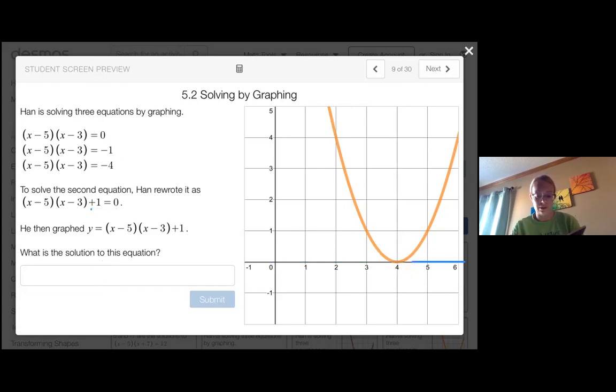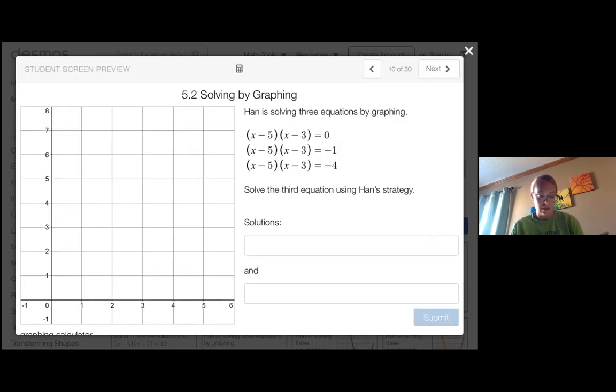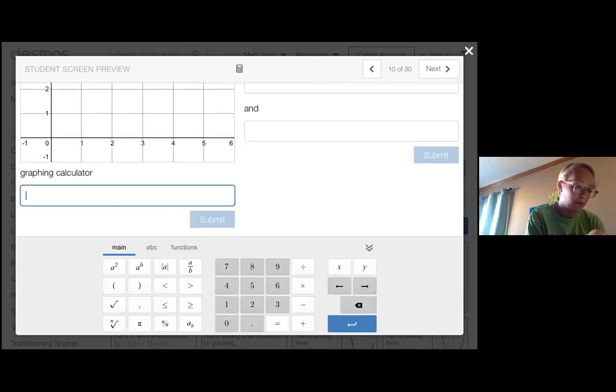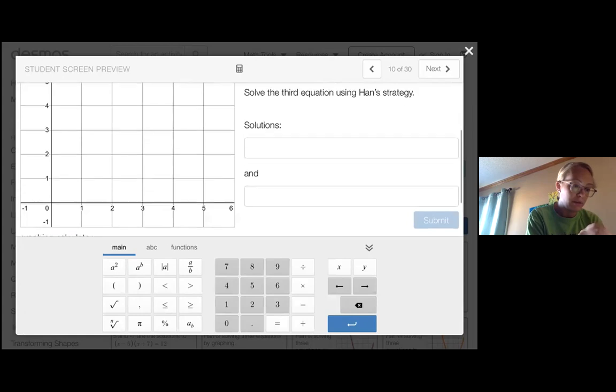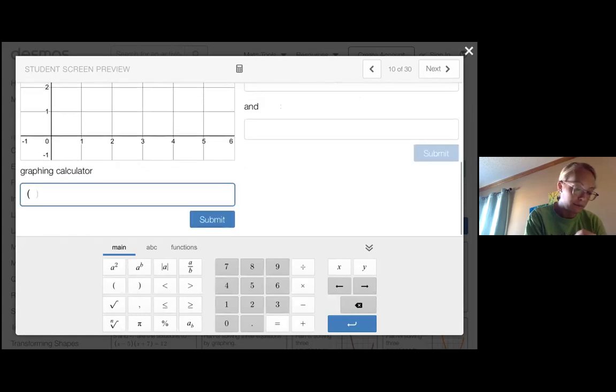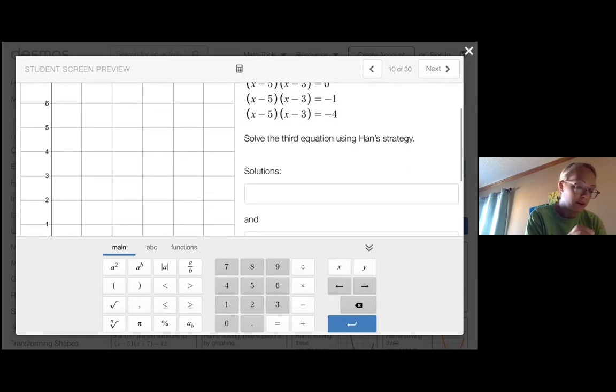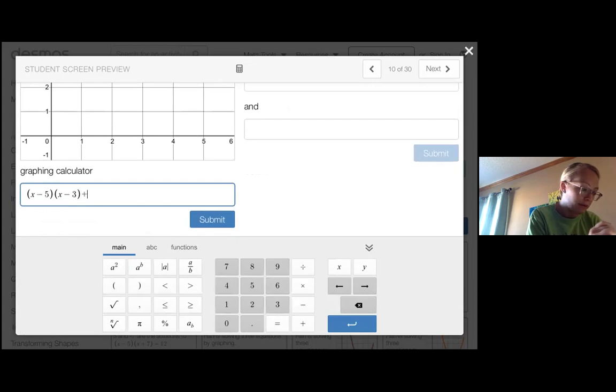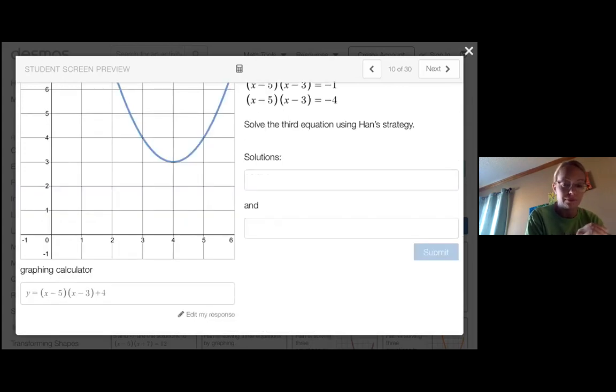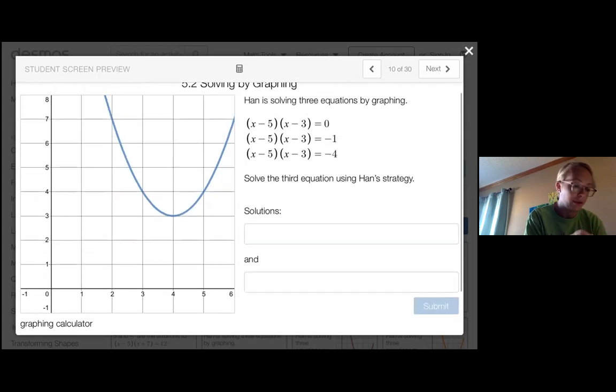All right, so let's look at the third circumstance. Okay, so let's use his same strategy. So if we're going to graph this, we would have our parentheses x minus 5, and then x minus 3. And in this case, we're moving the 4 over, so we would put plus 4. I forgot in the front, I need to have y equals. Submit. Okay, so there's my graph. There's the graph of that third equation.